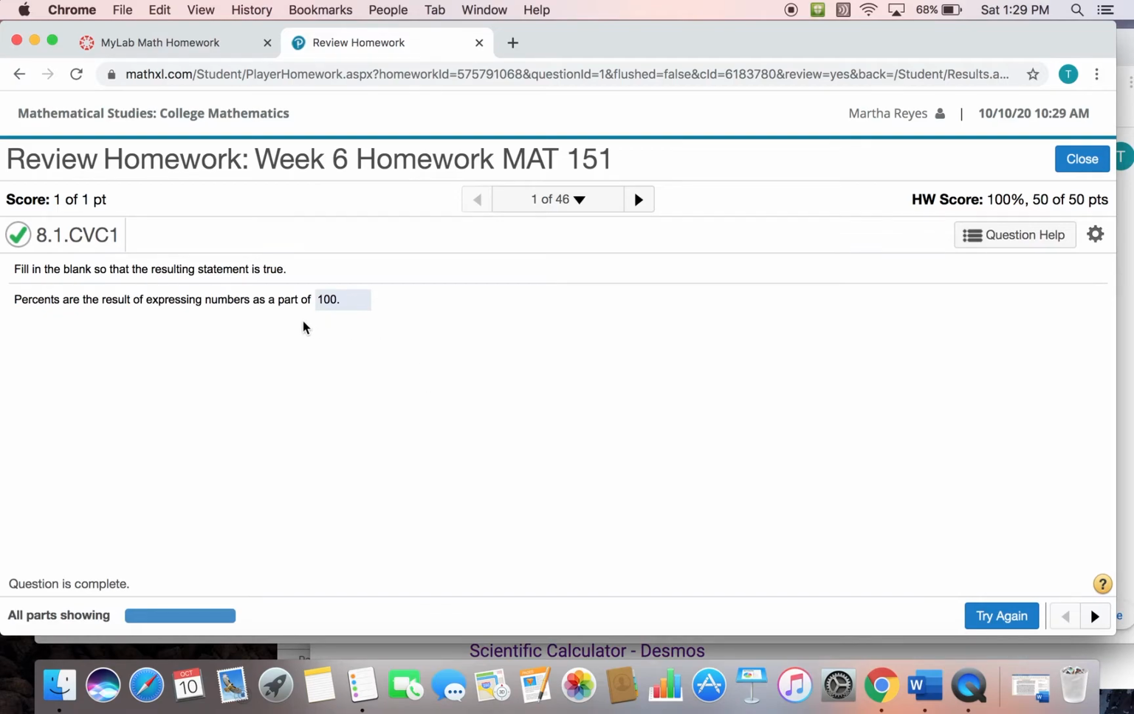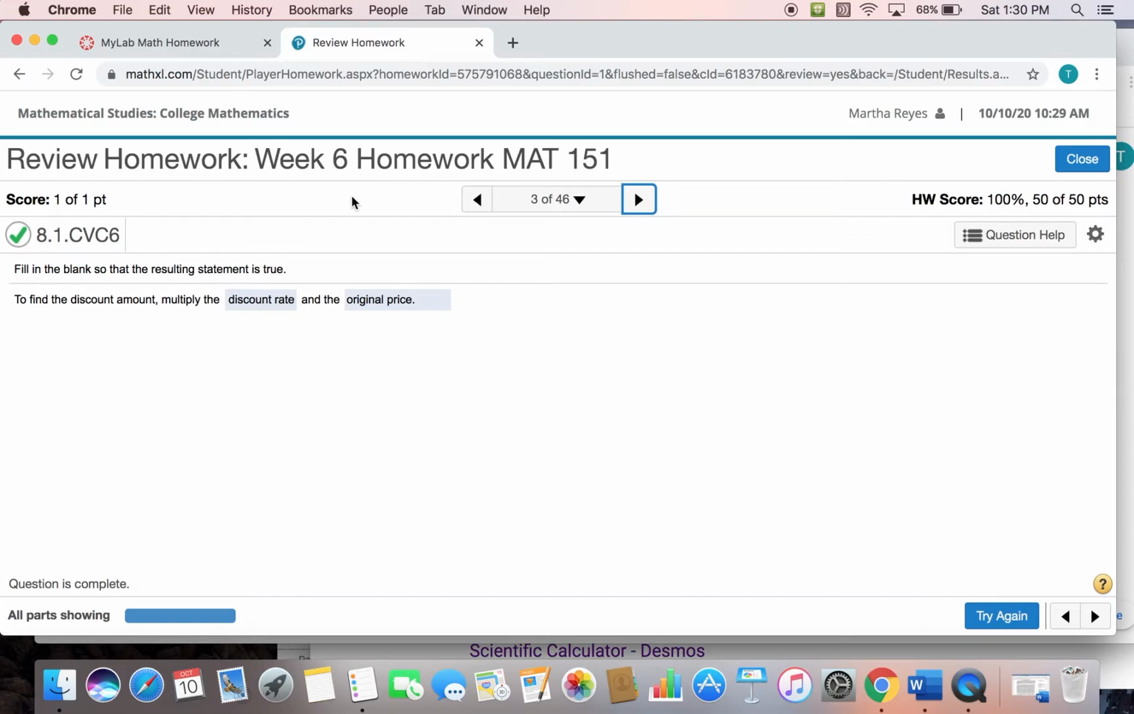Okay. So percents are the result of expressing numbers as a part out of 100. Okay, that should be pretty clear there, right? Now, when you're expressing anything as a percentage from a decimal, you're moving two places to the right and attaching a percentage sign. And vice versa, as the next one will show us. If you're given a percentage, you'd move it two to the left here.